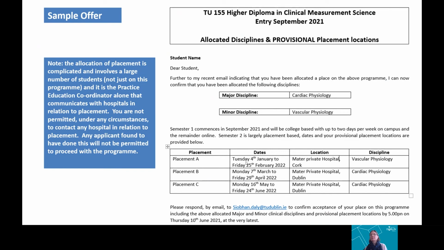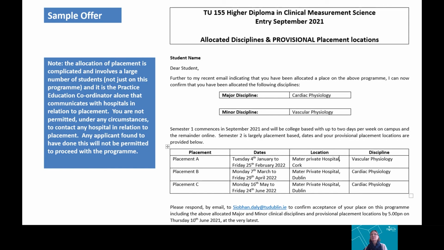So when you accept the place, you're accepting a place in the course, you're also accepting your assigned major and minor discipline, and you're accepting the hospitals that you've been given. This piece here is really important. The allocation of placement is complicated and involves a very large number of students, not just the students in this programme. We need to secure upwards of 160 clinical measurement science placements per year, and that's a huge number. It is the role of the practice education coordinator alone to communicate with hospitals in relation to placements.